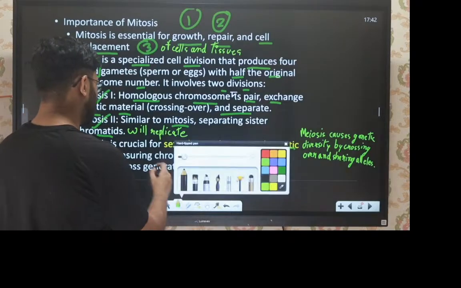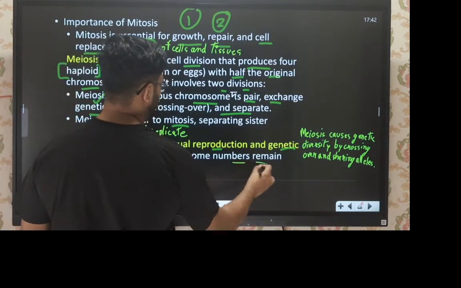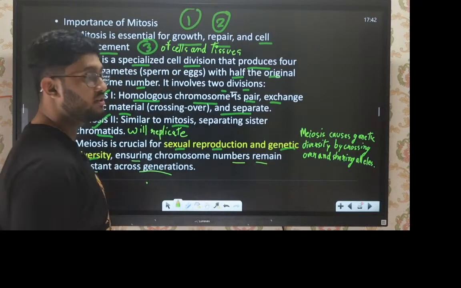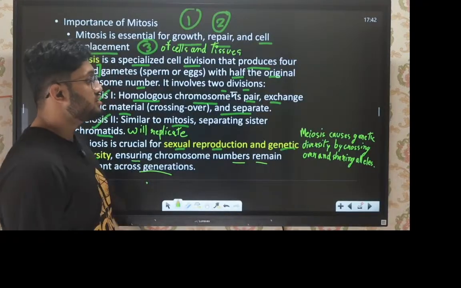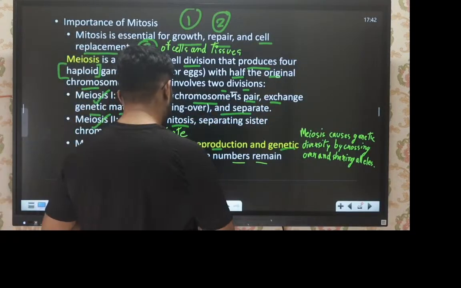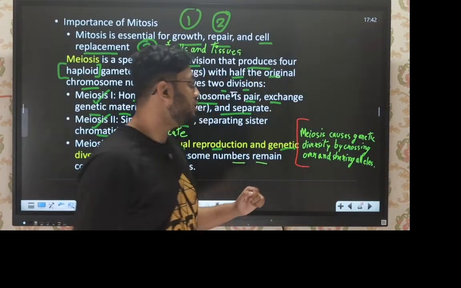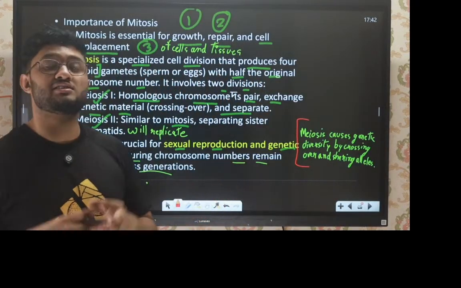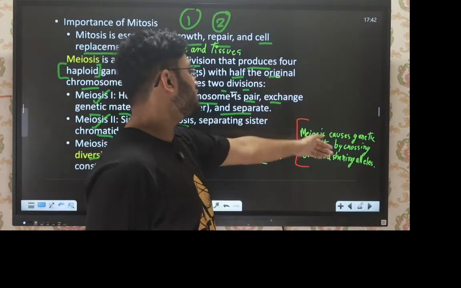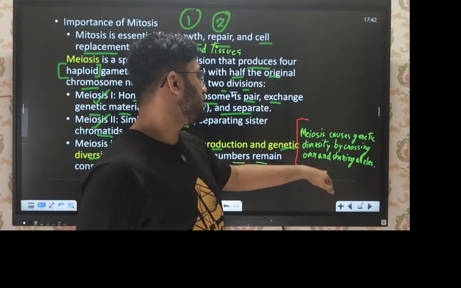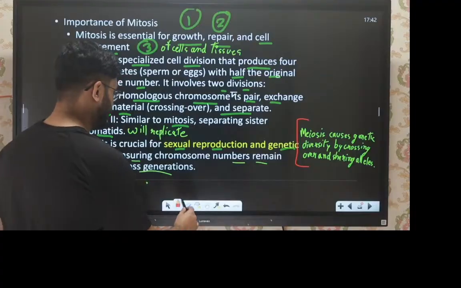So it ensures the chromosome numbers remain constant across the generations. So it's very important, as this question usually comes in the exam: how meiosis causes genetic diversity. So whenever it comes, you just write this down. Meiosis causes genetic diversity by crossing over and sharing the alleles. All right.